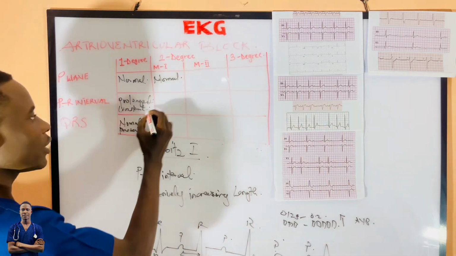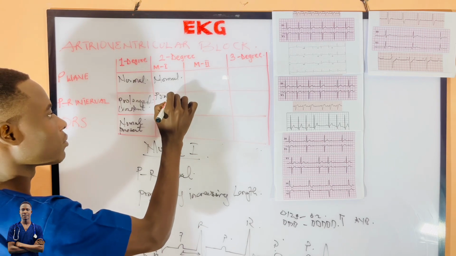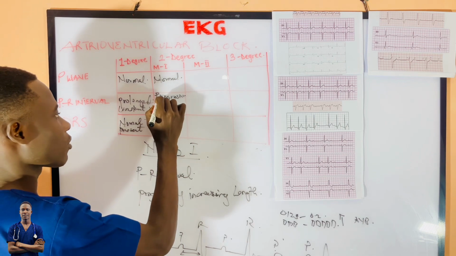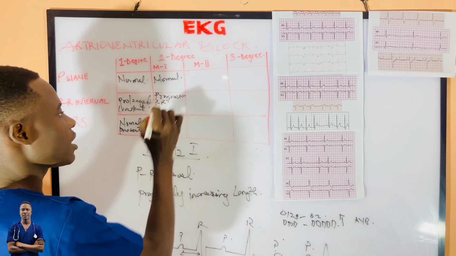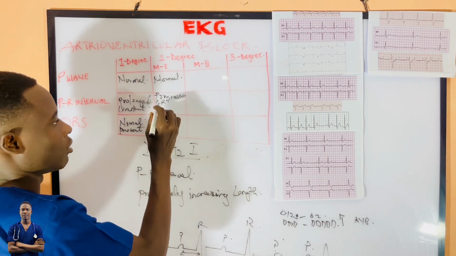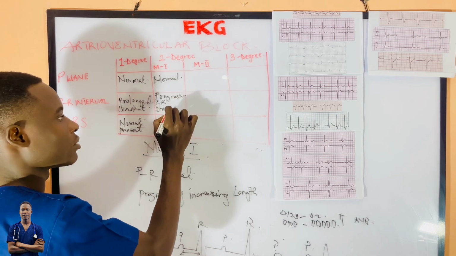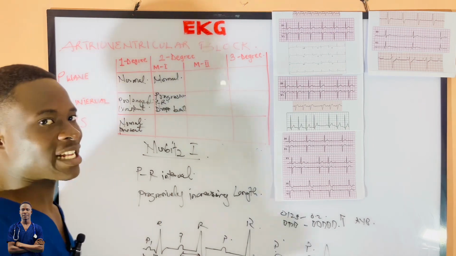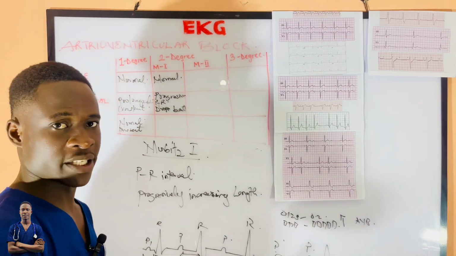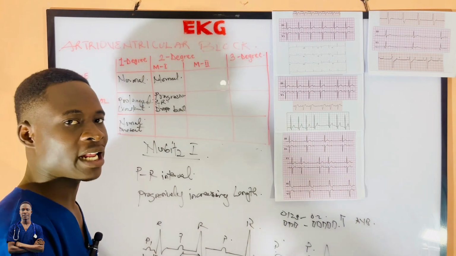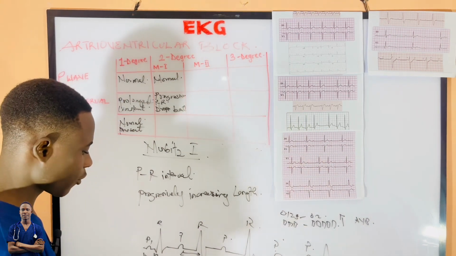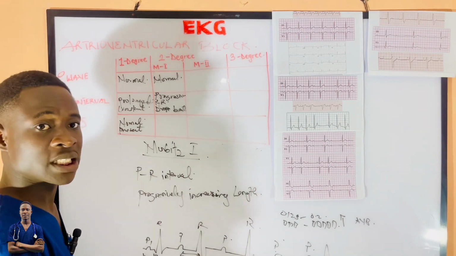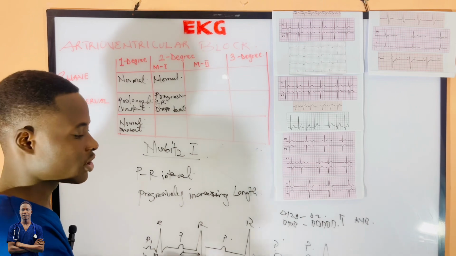Now, so here, progressive PR interval until there's a drop in beat. So in the form of a cycle. It will start increasing and then there will be a drop in beat, and then the cycle starts again. So we start from 0.24, 0.24 go to 0.28, 0.28 go to 0.32.